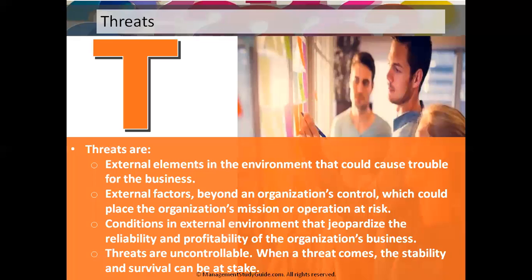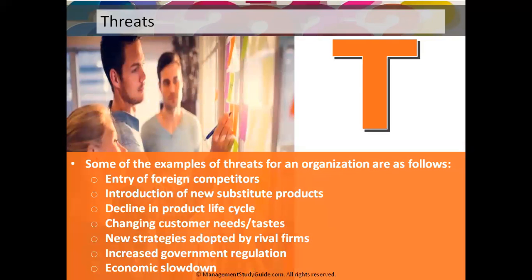Then you have threats, external elements in the environment that could cause trouble for the business, external factors beyond an organization's control which could place the organization's mission or operation at risk, conditions in the external environment that jeopardize the reliability and profitability of the organization's business. Threats are uncontrollable. When threats come, stability and survival can be at stake. Examples of threats are entry of foreign competitors, introduction of new substitute products, decline in product lifecycle, changing customer needs and tastes, new strategies adopted by rival firms, increased government regulation, and economic slowdown.